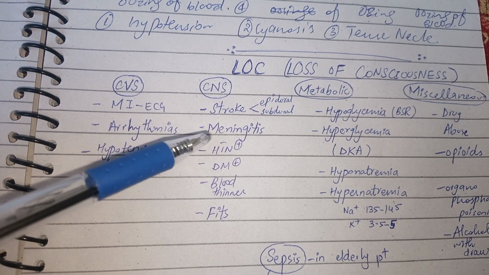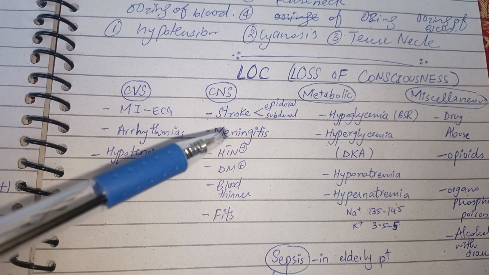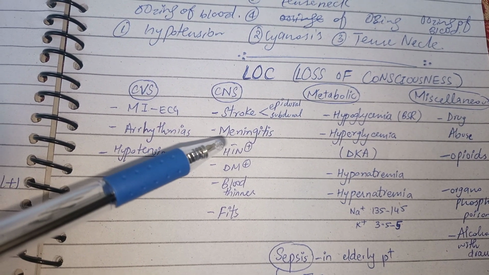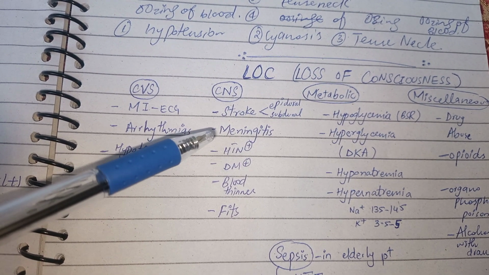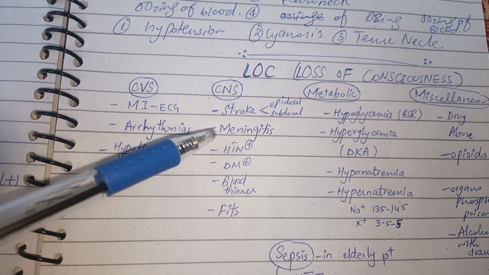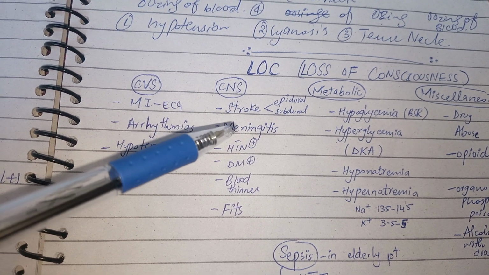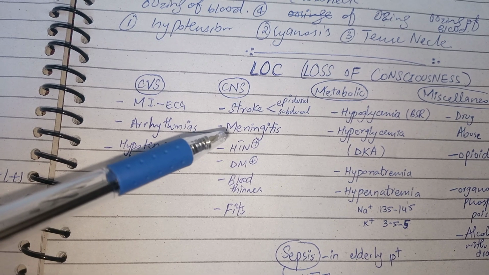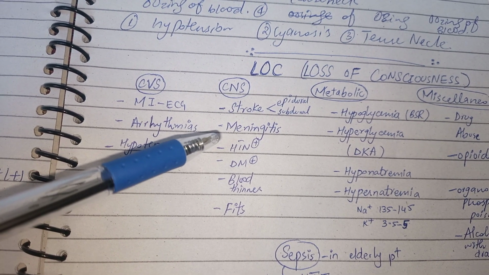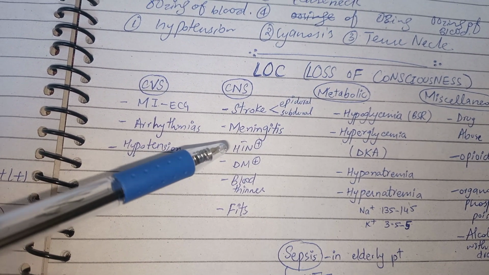And then the infection of the brain, meningitis. There is a triad of meningitis, which includes high grade fever 103 to 104, and then severe headache, fever, and neck rigidity is the triad of meningitis, and meningitis can also result in loss of consciousness.